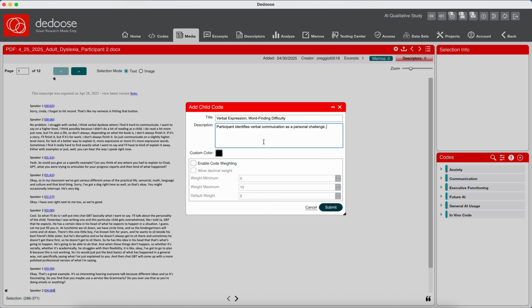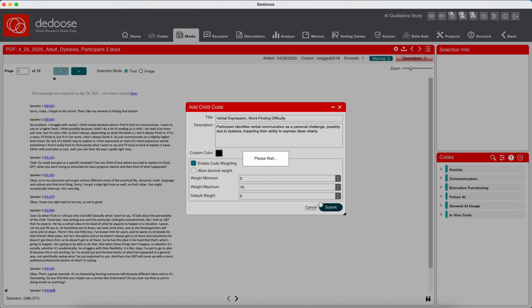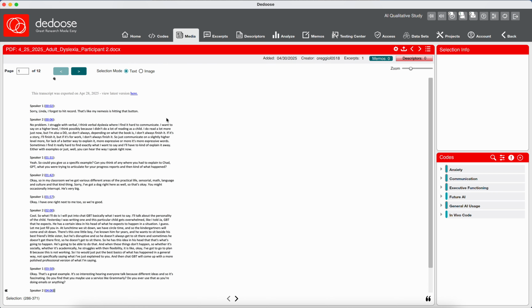I don't know a ton about verbal dyslexia. I'm not the person, so I'm also phrasing that in how the person is communicating it to me. They seem to be attributing it to dyslexia, which is an interesting thing, and we're exploring this, so that's really important for us to capture. I always want to enable code weighting so that later on I can code those. So that adds 1 for communication.